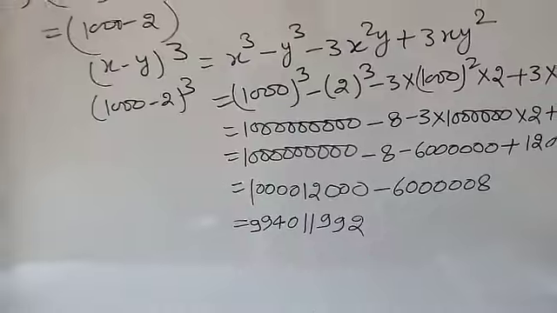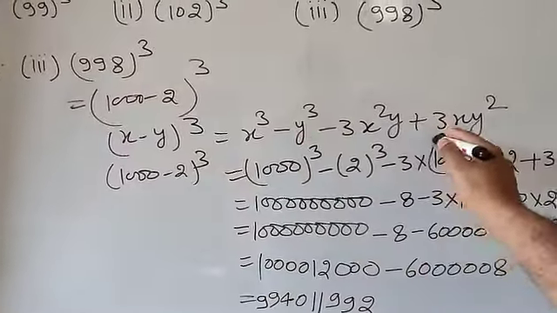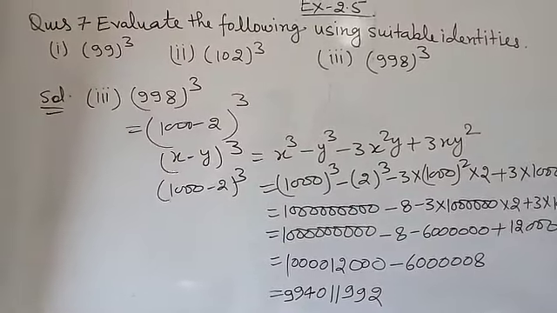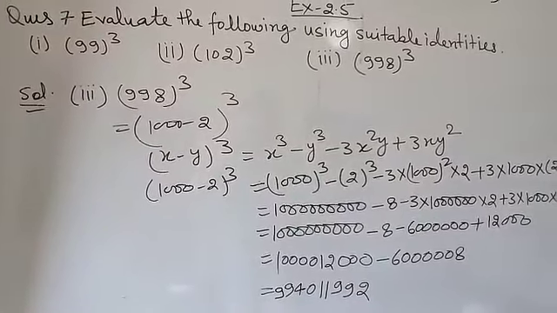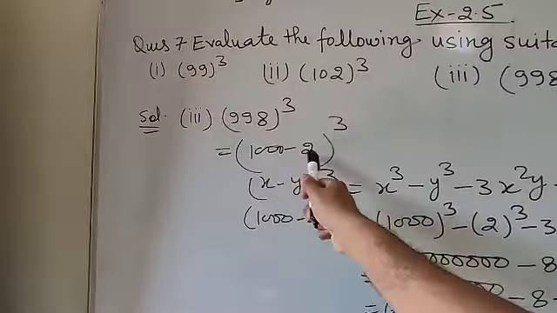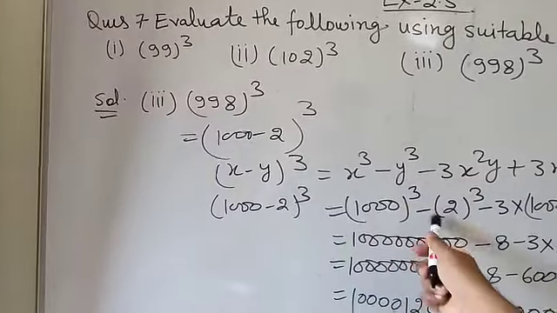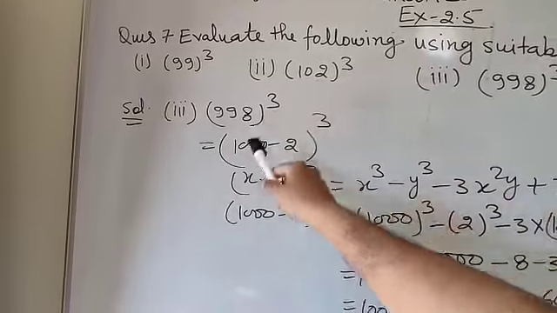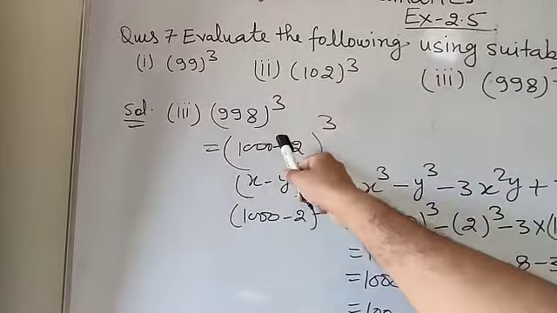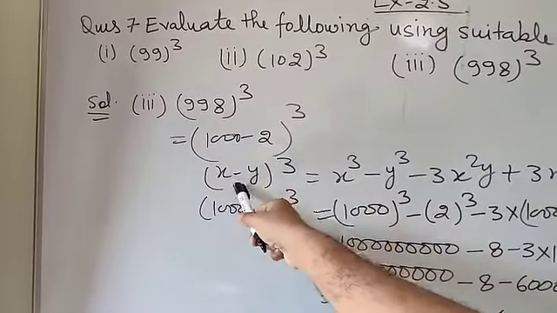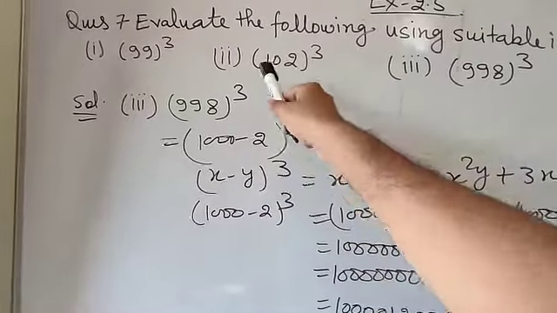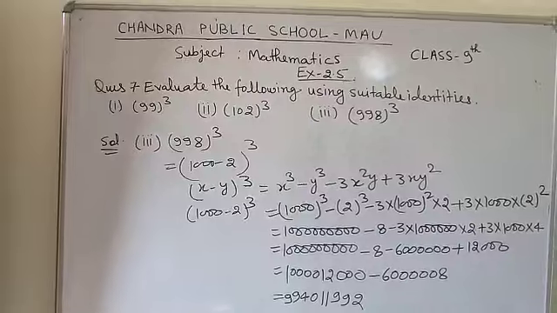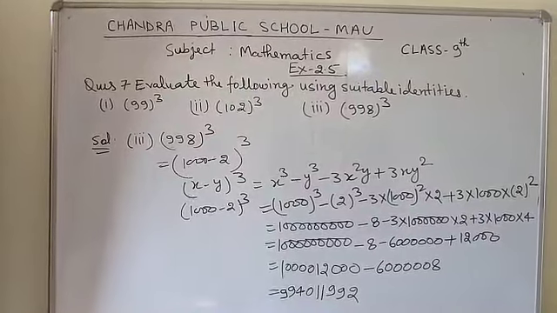So students, I had found the cube using this identity x minus y whole cube. Similarly, if you are going to solve the second part, 99 cube, 99 can be written as 100 minus 1 cube, and you will use the same identity to solve. 102 cube you need to find, so here you will write 100 plus 2 whole cube. Here it will be positive, and you will use the x plus y whole cube to find the cube of 102. So students, you need to solve the first and second part by yourself. So thank you students.